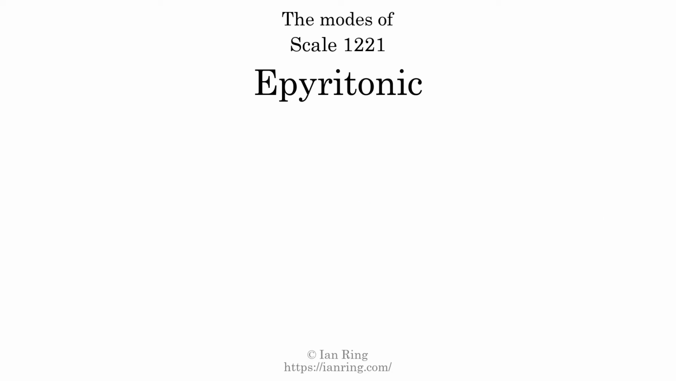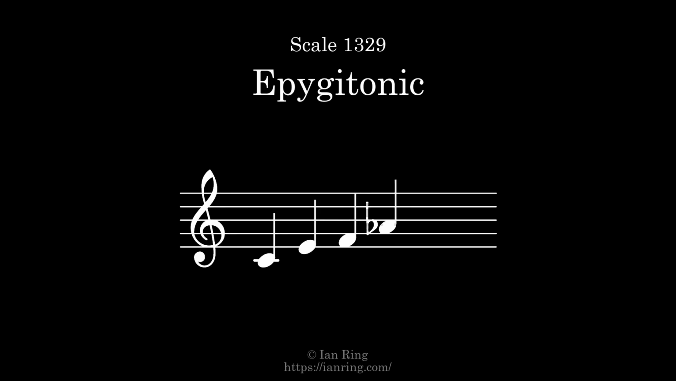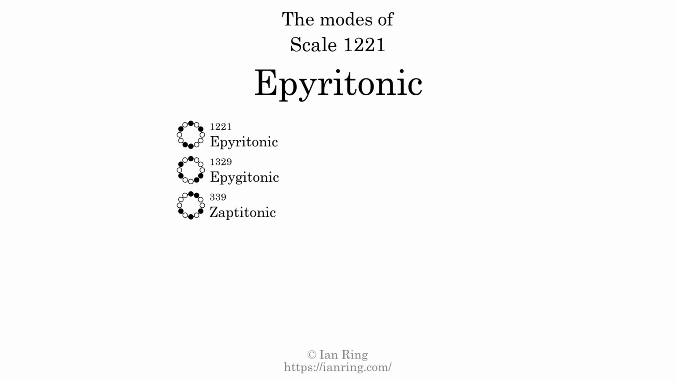This scale has 5 modes. The first mode is itself. The second mode is scale 1329, also known as epyritonic. It sounds like this. The third mode is scale 339, also known as zaptatonic. It sounds like this.